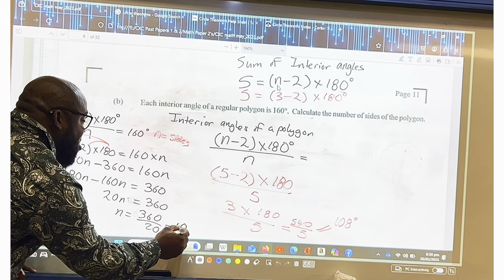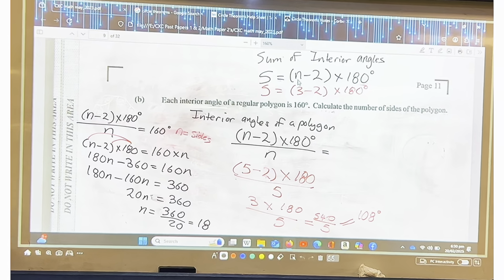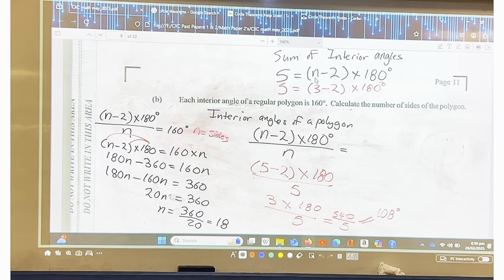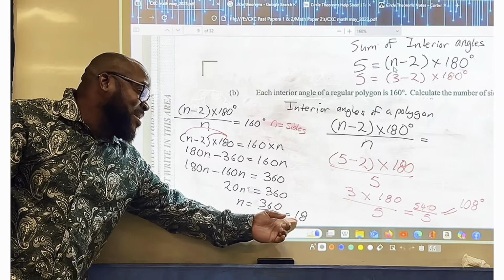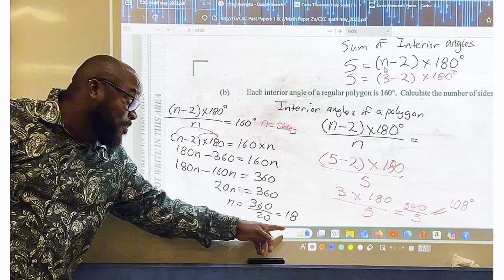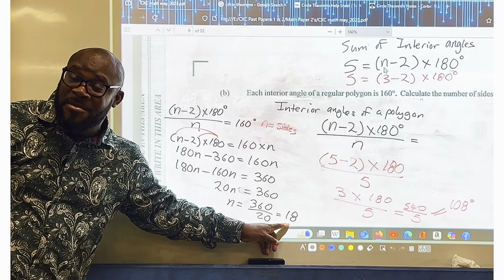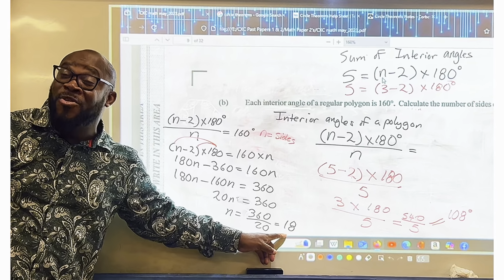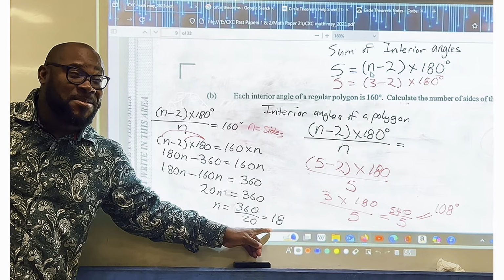So you realize the long method I gave you takes long, because guess what? How many sides does this polygon have? The polygon has 18 sides. I can't even draw that. Who could draw an 18-sided polygon? Come help me here, please.